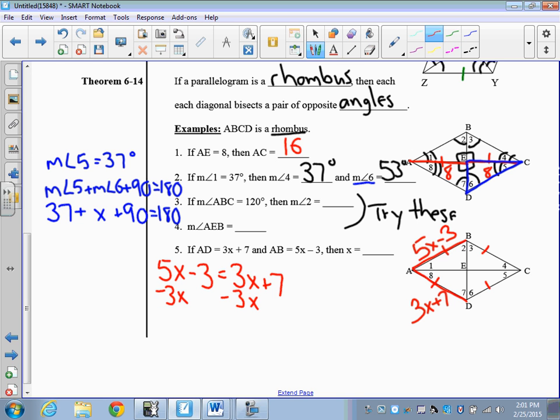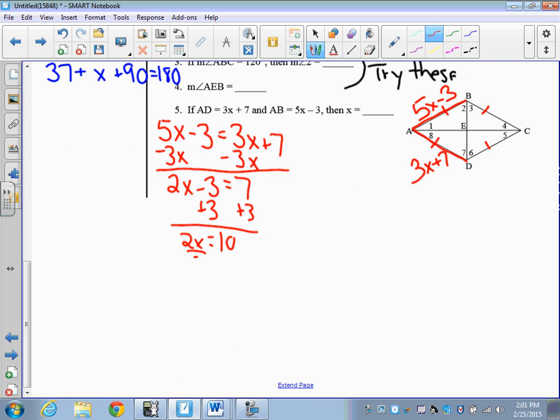We have to get our x's on one side. So 2x minus 3 is equal to 7. Get our numbers on the other side. 2x is 10. And then we just divide by 2, and we get x is equal to 5.